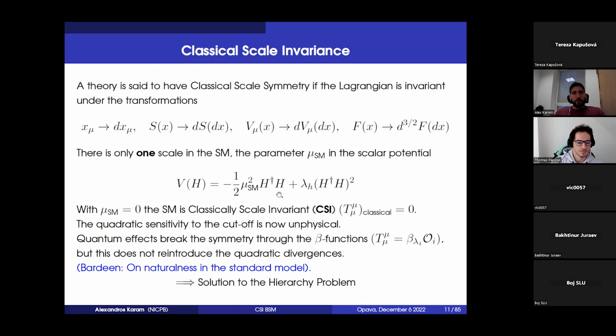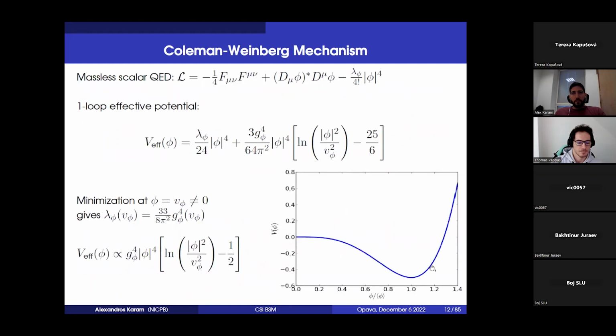The quadratic sensitivity to the cutoff is now non-physical. However, quantum effects break the symmetry through the running of the couplings, but this does not reintroduce the quadratic divergences. This is the famous Bardeen's argument on naturalness. Therefore, we have a solution to the hierarchy problem. Now, imagine then that we have a scale invariant theory without any mass scales. How will we break the symmetry and generate masses for the particles?